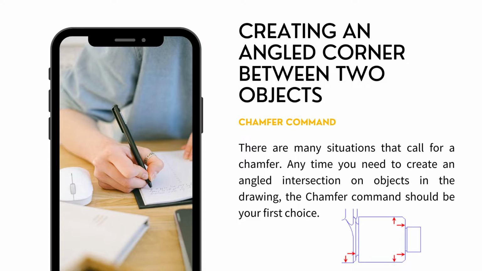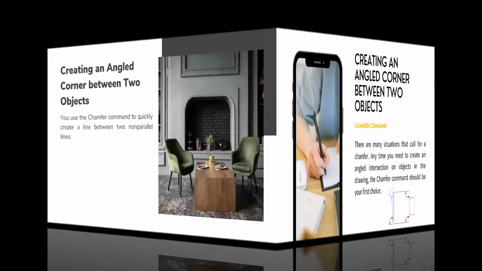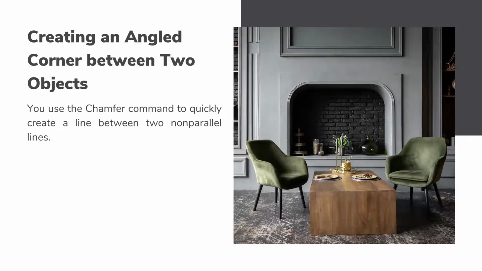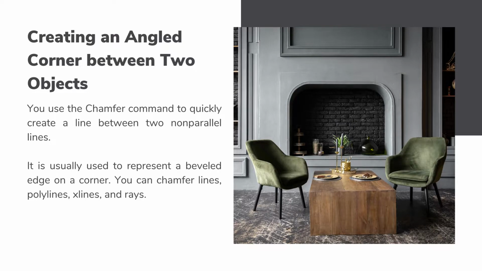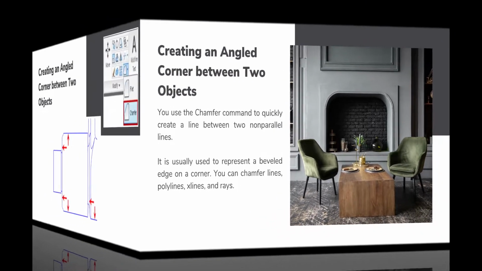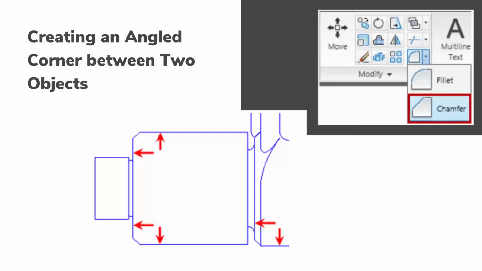Okay, so let's start in our 6th lesson in altering objects on how we can use the chamfer command. So you use the chamfer command to quickly create a line between two non-parallel lines. It is usually used to represent a beveled edge on a corner. You can chamfer lines, polylines, X-lines, and rays. So the following options are available when using the chamfer command.